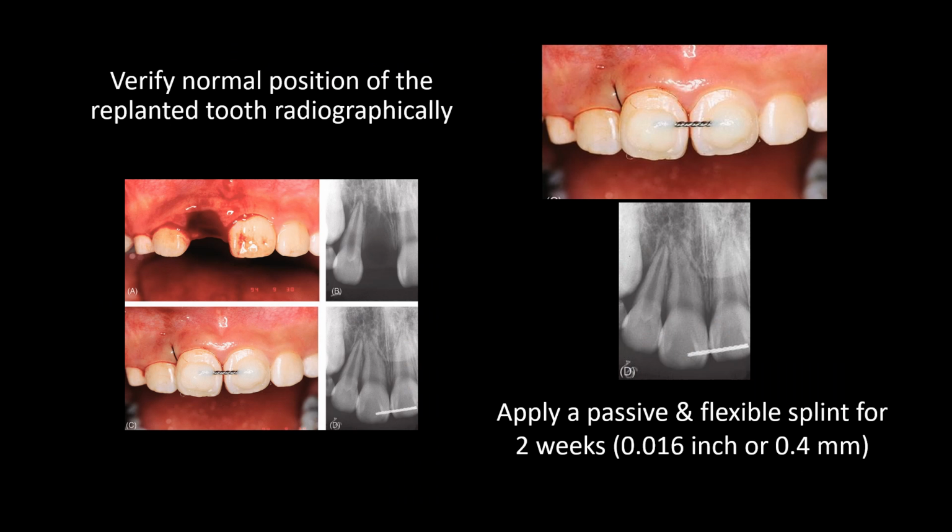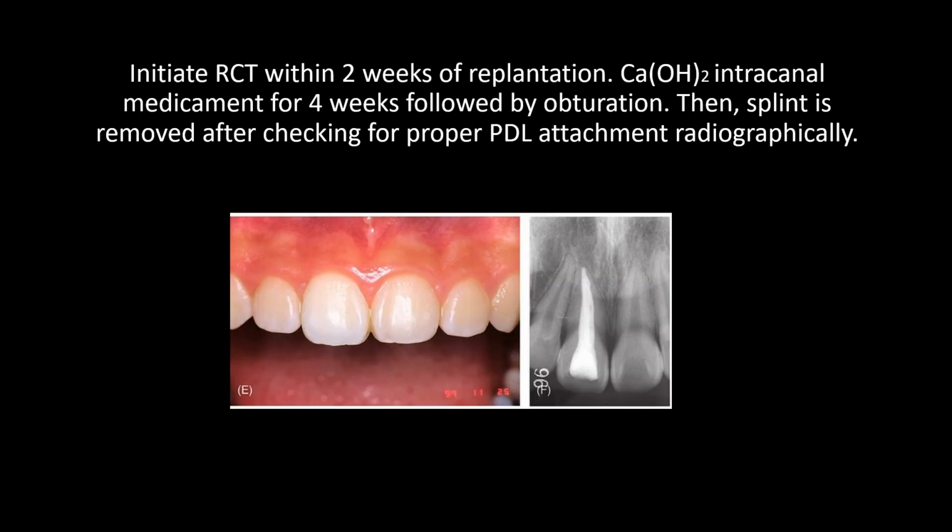Apply a passive and flexible splint for 2 weeks, 0.016 inch or 0.4 mm. Initiate RCT within 2 weeks of replantation. Calcium hydroxide intracanal medicament for 4 weeks followed by obturation. Then, splint is removed after checking for proper periodontal attachment radiographically.